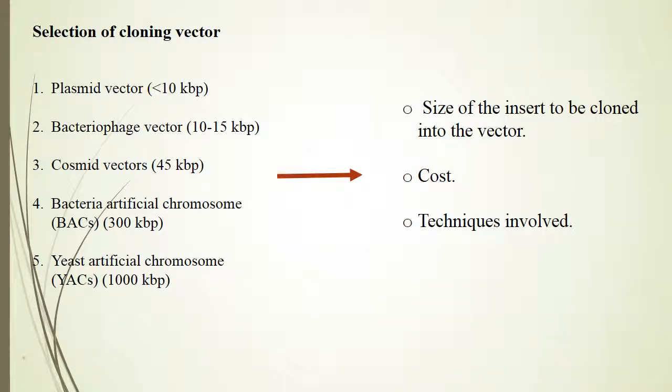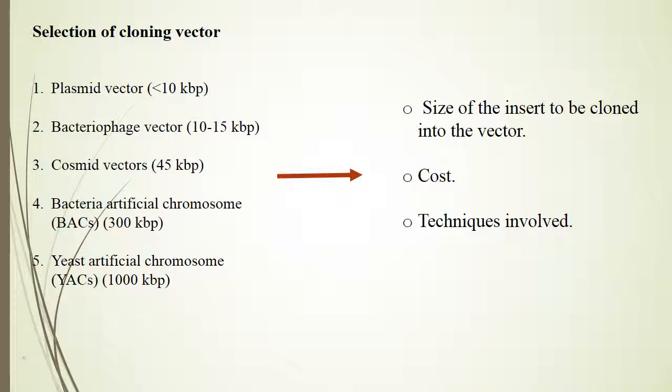There are different selections of cloning vector. If less than 10 kbp, a plasmid vector will be selected. If around 10 to 15 kbp, a bacteriophage vector will be selected. If around 45 kbp, a cosmid vector will be selected. If around 300 kbp, a bacterial artificial chromosome will be selected. If around 1000 kbp, a yeast artificial chromosome will be selected.